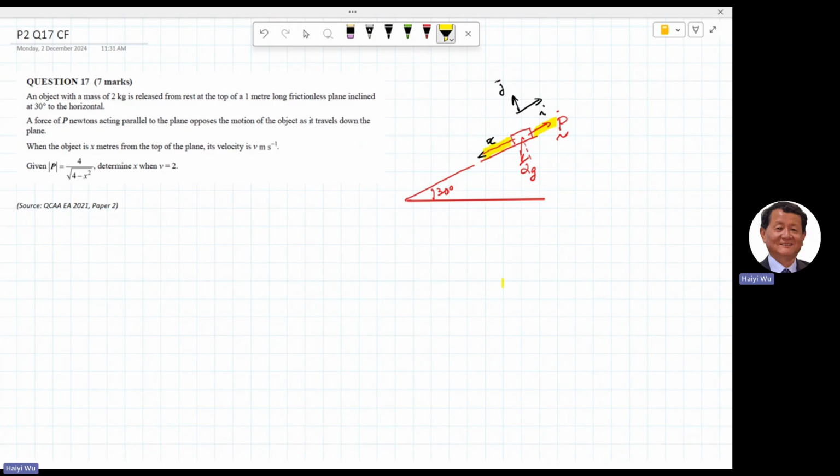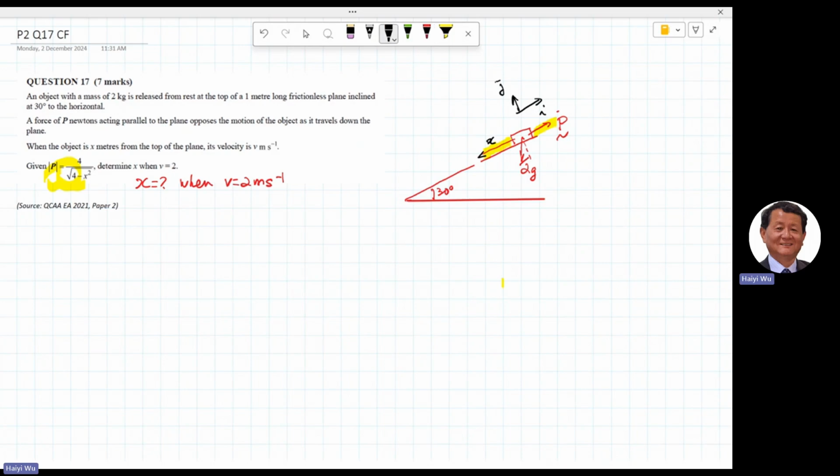Now the object travels down from the top. After x meters, its velocity is v meters per second. We are also given the magnitude of P in a formula, and we need to determine what x is when the velocity is 2 meters per second.